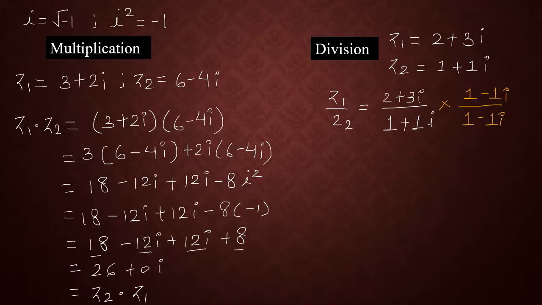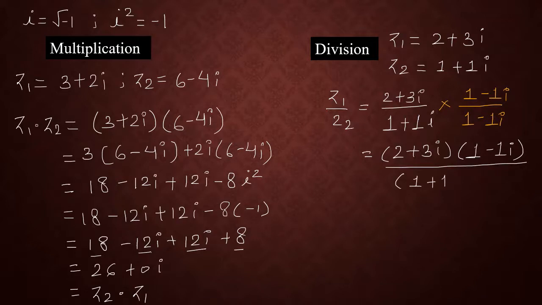Now the basic operation, multiply numerator with numerator. So we get 2 plus 3i multiplied with 1 minus 1i, and in the denominator we get 1 plus 1i multiplied with 1 minus 1i. So again the numerator gives you multiplication of two brackets. Directly I am doing 2 ones are 2 plus 3 ones are 3i. So we multiplied 2 and 3i with 1.